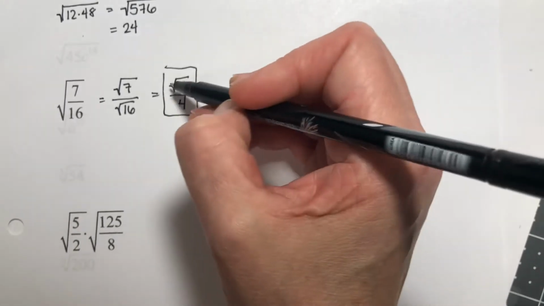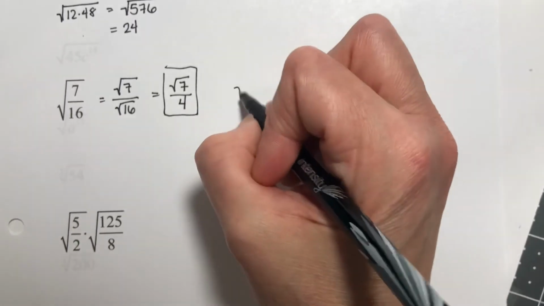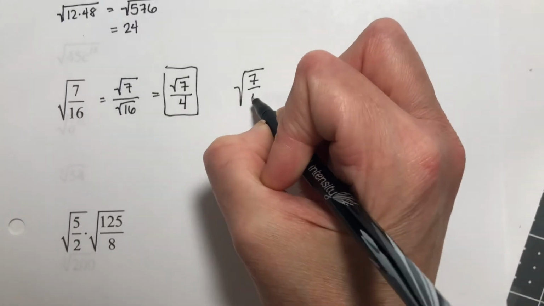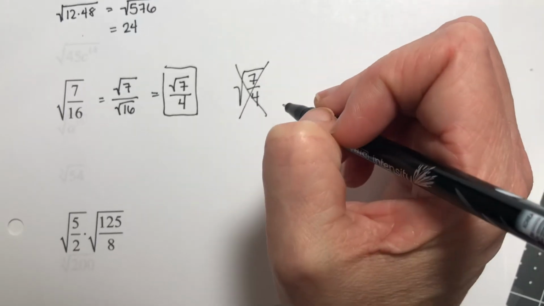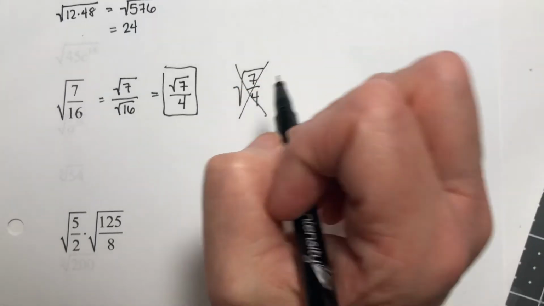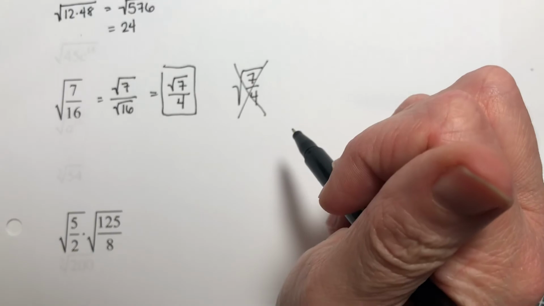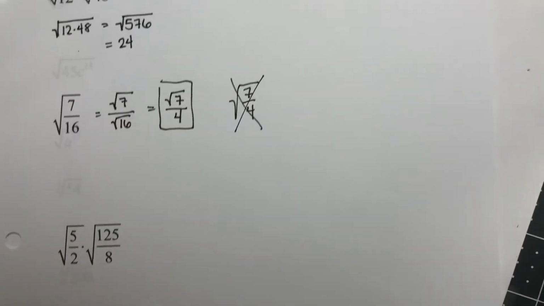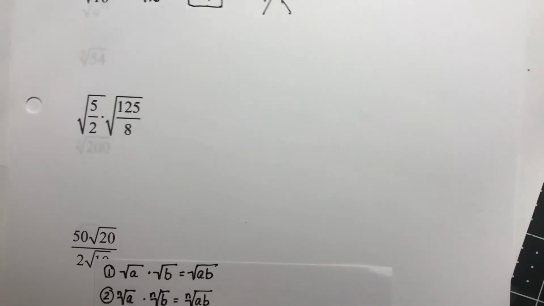Now you have to make sure that this radical doesn't come down. You don't want to do this. This is something totally different. You want to make it very clear that the radical is only on the top. It does not extend down into the bottom. Okay, so let's check on this next one.